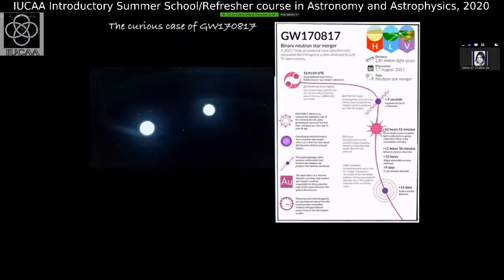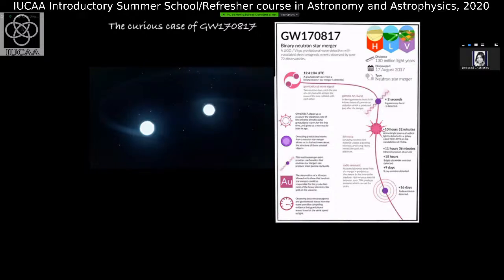Now, what was spectacular is that in 2017, there was the first direct observation of gravitational waves from a binary neutron star merger. This event is called GW170817. And what was spectacular about this observation is that not only was it observed in gravitational waves, but simultaneously there were electromagnetic counterparts which were observed.